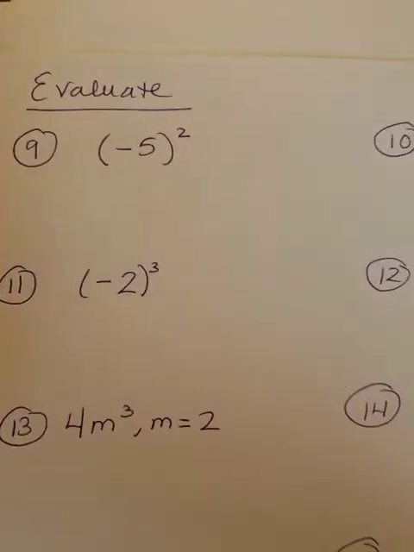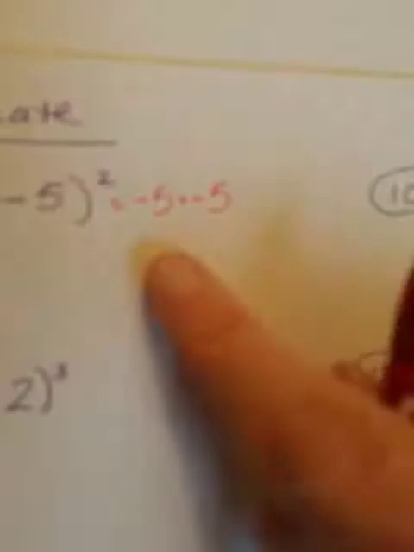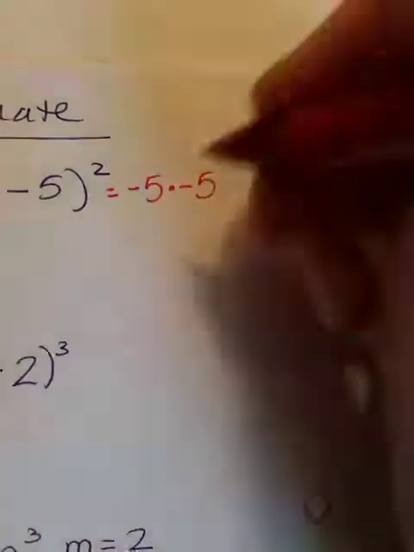-5 in parentheses squared. So your base here is -5. And that means I'm doing -5 times -5. Well, what is -5 times -5? A negative times a negative is a positive, and 5 times 5 is 25, so my answer is 25.